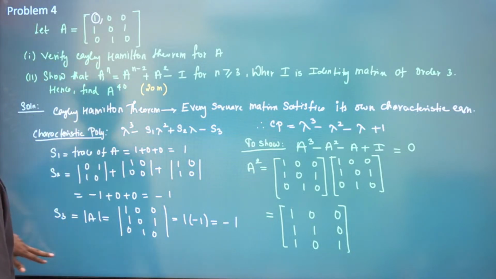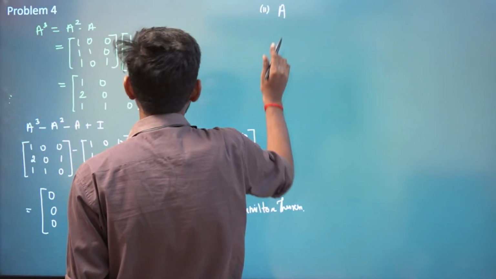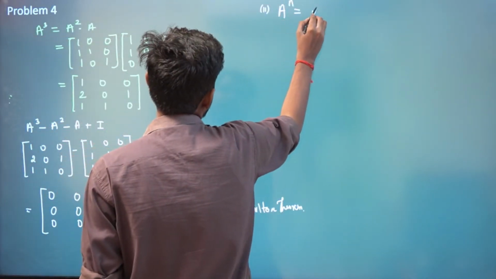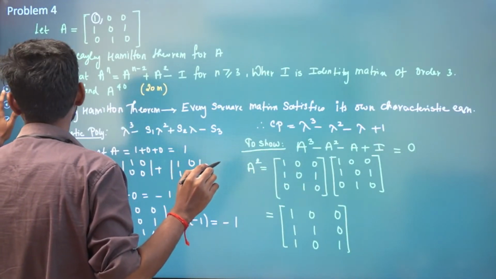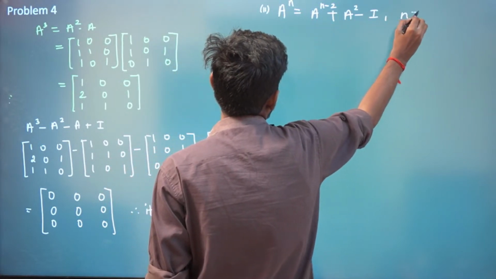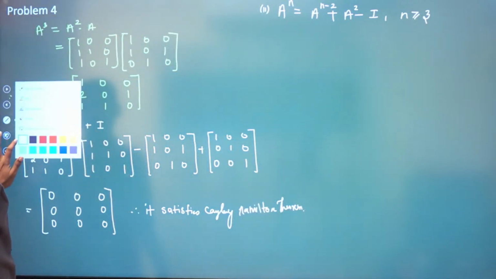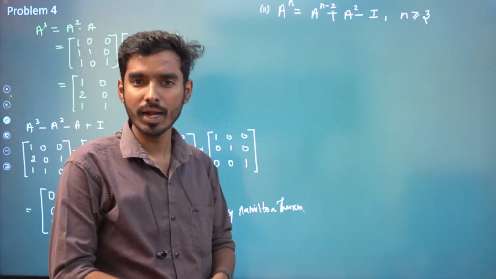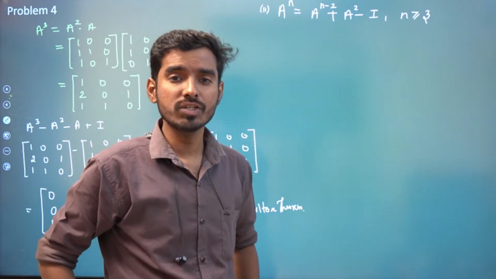Okay. So now the second part is we need to show A power n is the same as A power n minus 2 plus A square minus I, for n greater than or equal to 3. So we'll prove by mathematical induction. See, how will we prove by mathematical induction? We'll prove that it is true for n equal to 1. Assume it is true for n equal to k. Prove it is true for n equal to k plus 1.